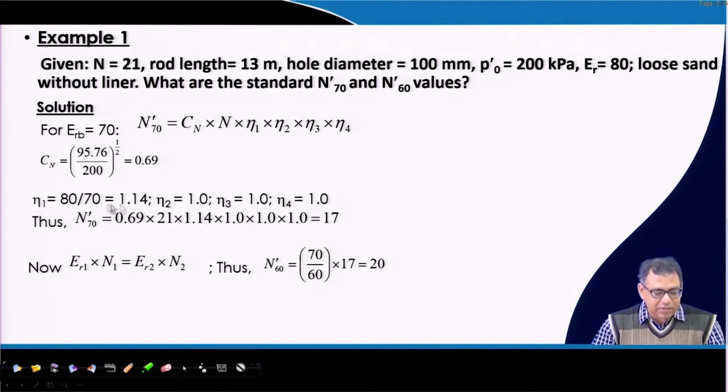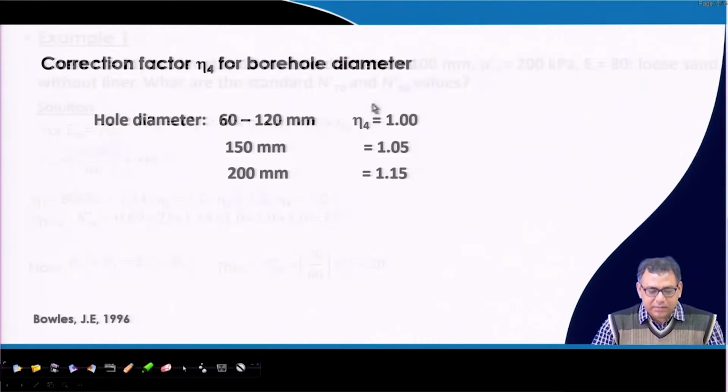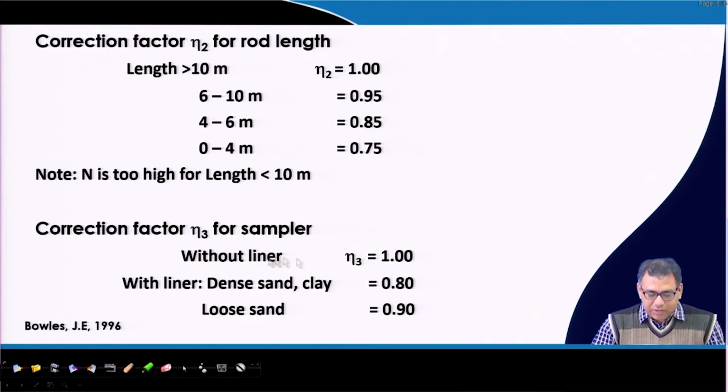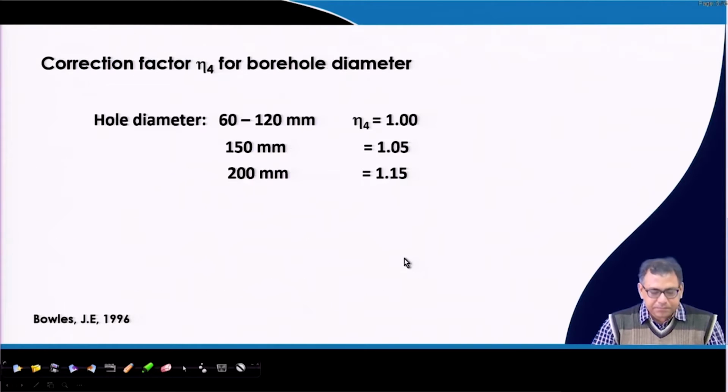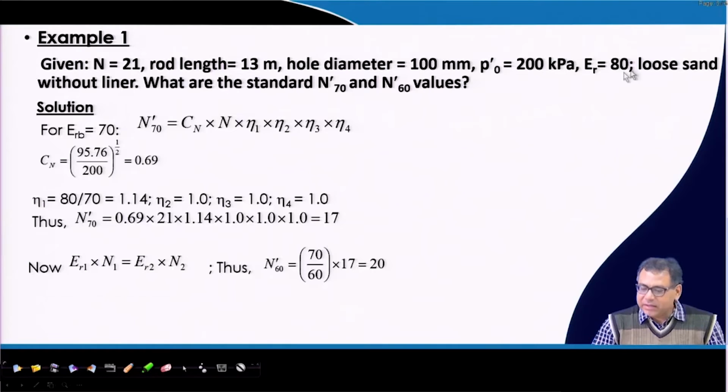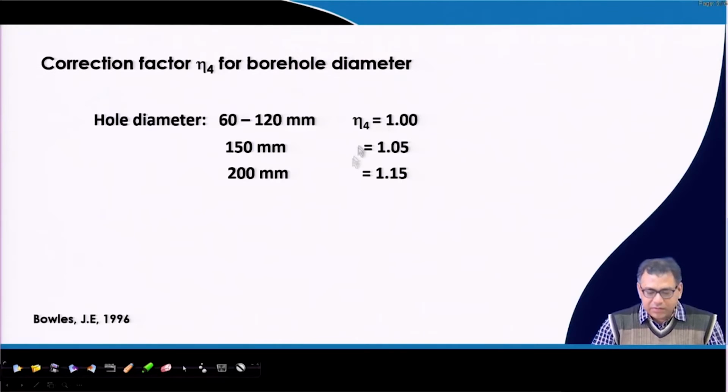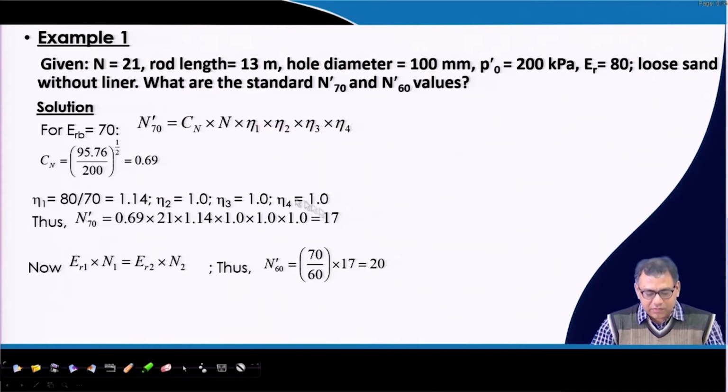So, eta 1 is 1.14, eta 2 is 1, eta 3 is without liner, so it is 1. Then borehole diameter is 100 millimeter, again it is 1. It is 60 to 120 millimeter is 1. So, this is also 1. And then we have P0 bar is 200. So, Cn value I will get from this equation. So, this is 0.69.